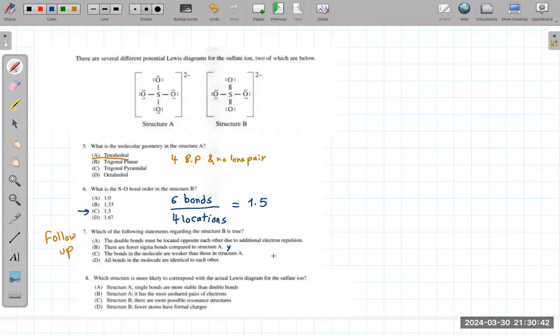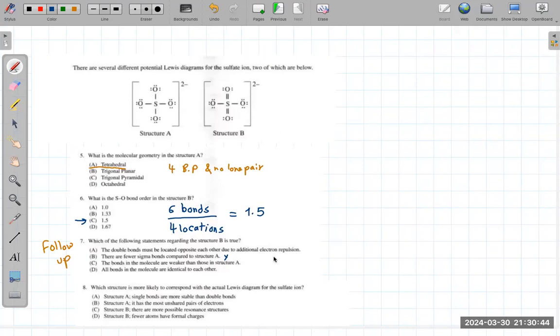We know that we look at the formal charge, right? We look at the formal charge of both structures to find which one has the lowest formal charge, and accordingly we can find the most stable structure. This is how we find the best structure, always in resonance, right? Now he says here: single bonds are more stable than double bonds. It has the most unshared pairs of electrons. There are more possible resonance structures. Fewer atoms have formal charges. Okay, so let's see the answers, how he put the numbers.